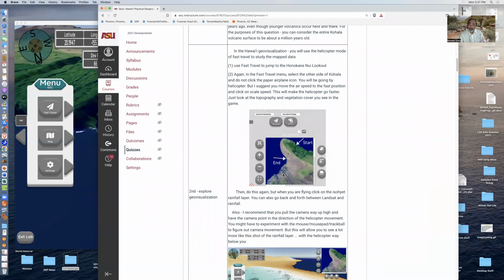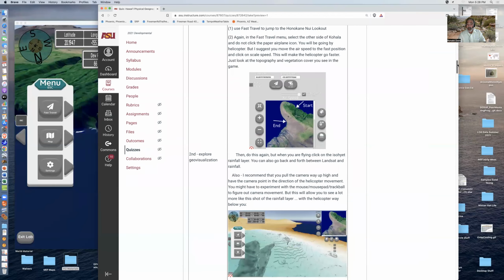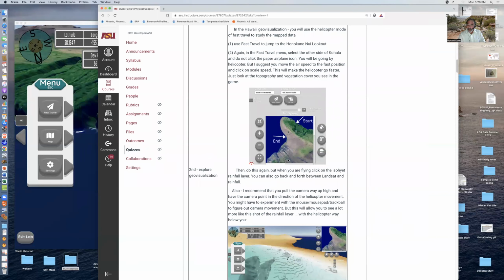and I can go back to the instructions. So I fast traveled to this lookout, and then my job is to take a helicopter across the island. And so this view here is what I want you to do. You're starting at this arrow, and I want you to use the inset map and fast travel to get to the other side of the Kohala volcano.